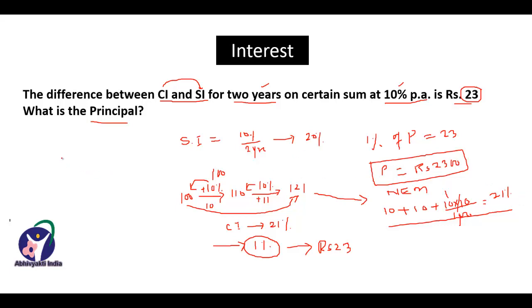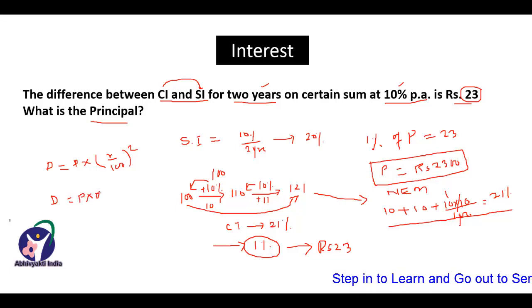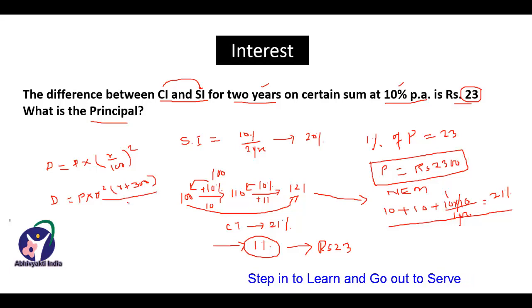This principal you can calculate by formula also. The formula will be: difference is equal to P into bracket R by 100, bracket square. And for 3 years the formula will be different. D is equal to P into bracket R square into bracket R plus 300, divided by 100. So you can use this formula to find the difference for 2 years, and to find the difference for 3 years you can use this formula.